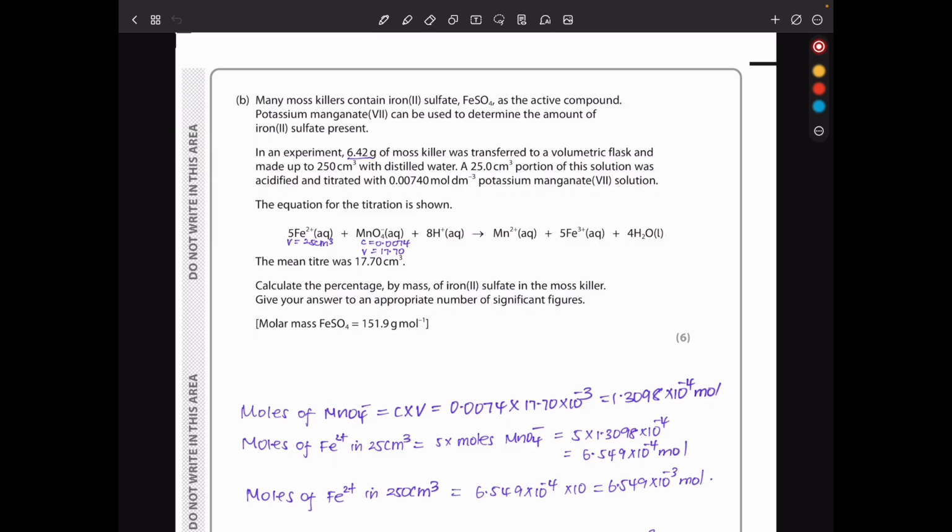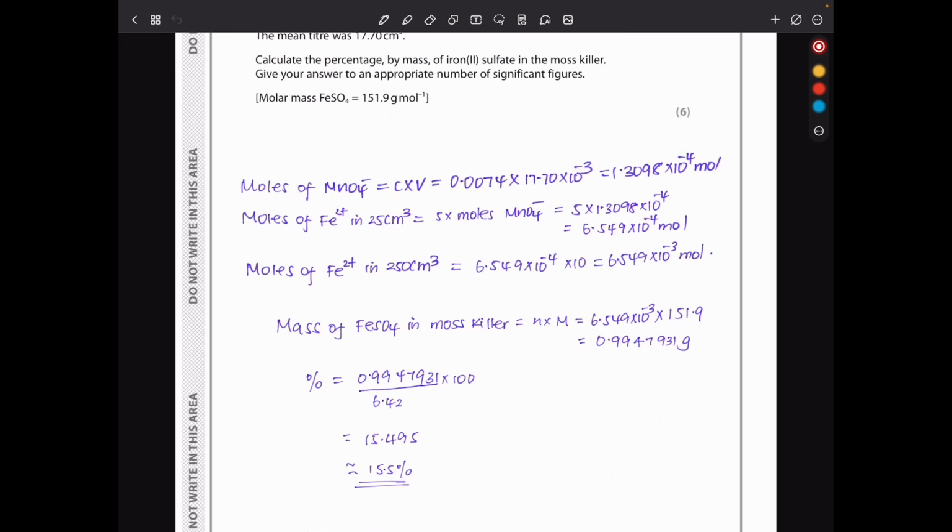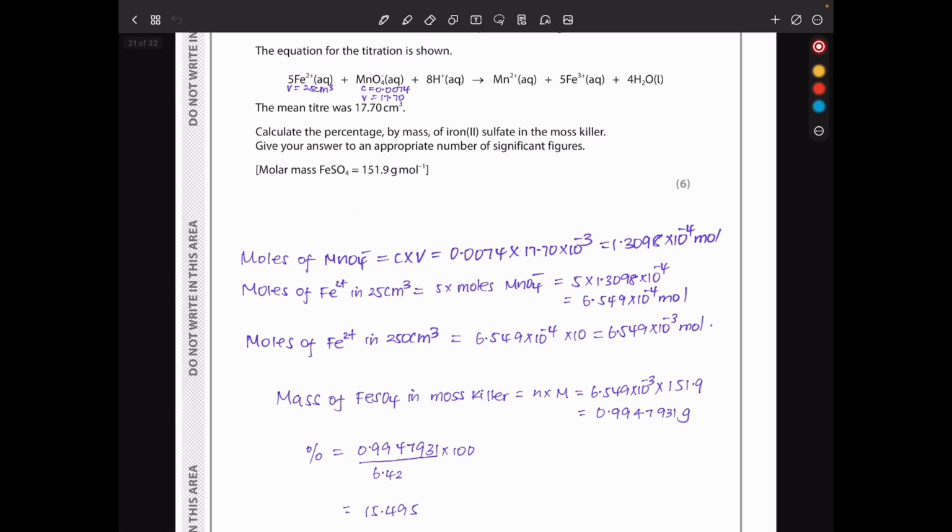So I wrote some information from here below their corresponding particles. They say the mean titer was that, so we see volume and concentration for this and then volume for that. They say calculate the percentage by mass of iron 2 sulfate in the moss killer. Give your answer to an appropriate number of significant figures. So I began by calculating the moles of potassium manganate 7 since we know the concentration and volume.